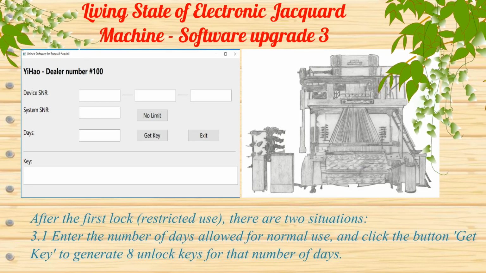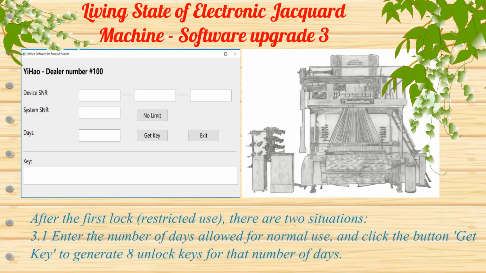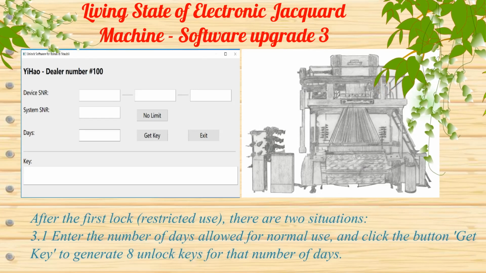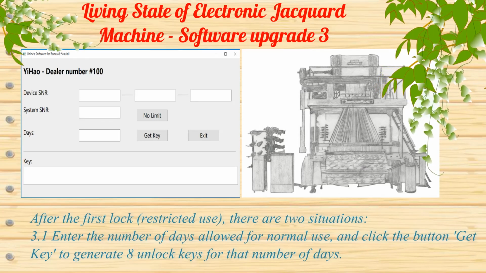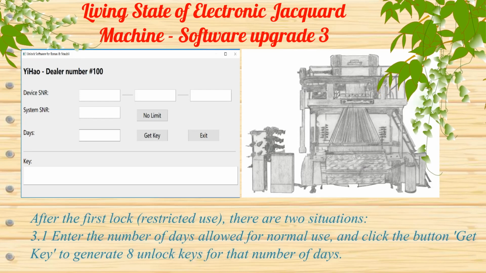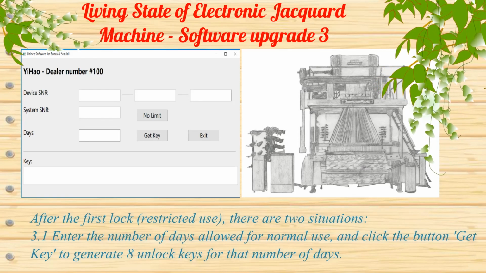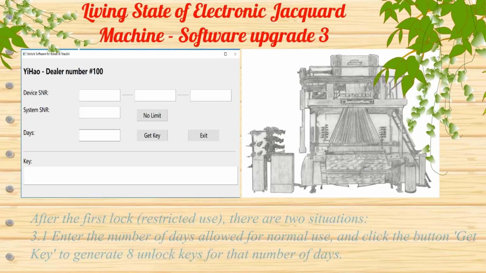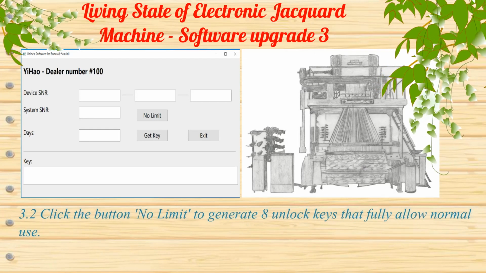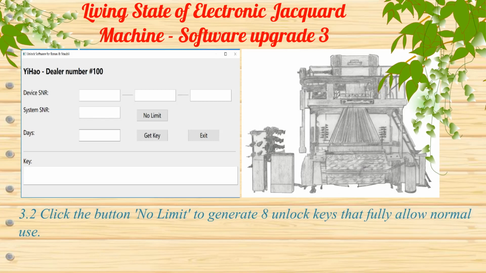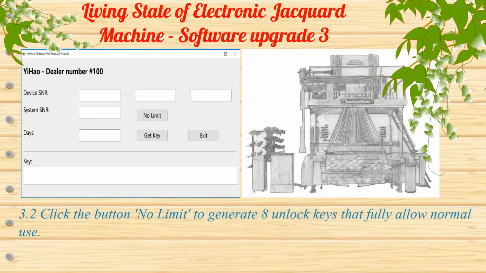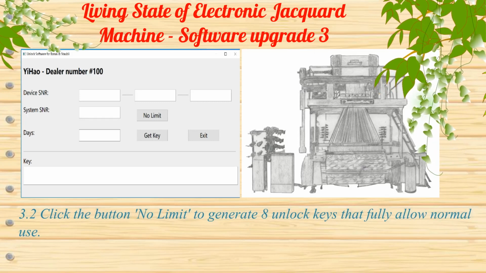There are 2 situations. 3.1 Enter the number of days allowed for normal use, and click the button, Get Key, to generate 8 unlock keys for that number of days. 3.2 Click the button, No Limit, to generate 8 unlock keys that fully allow normal use.